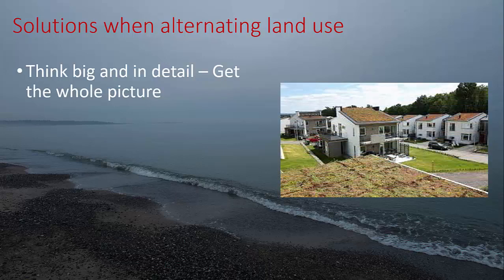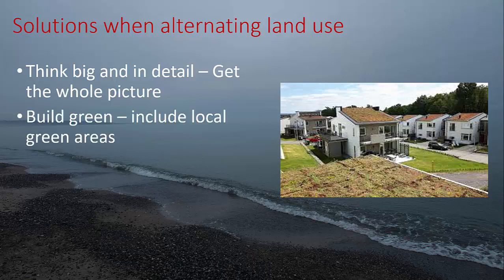Some solutions when alternating the land use from green areas to more hardened areas. One thing is think big and in detail. Get the whole picture. And looking at the picture on the right-hand side, they actually considered the whole picture when they built a new area. Also, build green, include local green areas. Don't build everywhere in the area. Maybe keep some trees, some green knolls, some grass areas when you do the building. It looks excellent also, and it's probably easier to sell when you have more green included in the area.